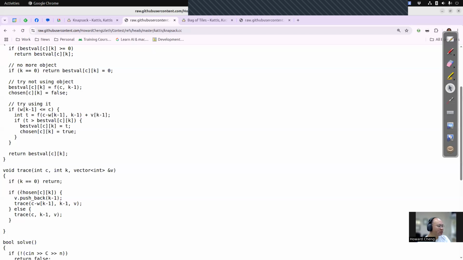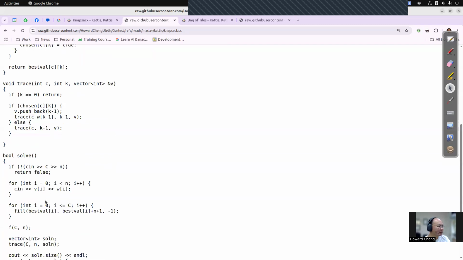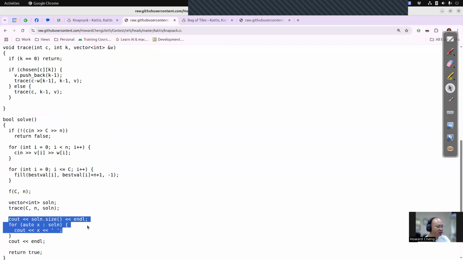Otherwise, you look at chosen[c][k], either you chose it or you don't. If you choose it, then of course you remember that you have chosen that, but also you recurse with exactly the same parameters: c minus w, k minus 1. The v is just the vector to collect the indices that are chosen. Otherwise, if you didn't choose, you recurse exactly the same way as when you computed it and didn't choose it. And then I guess you print it out.